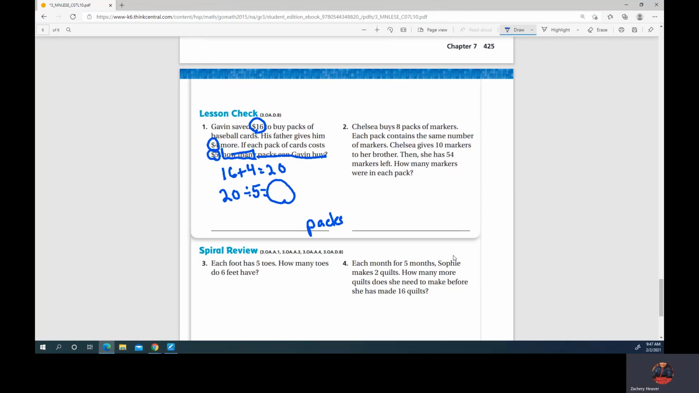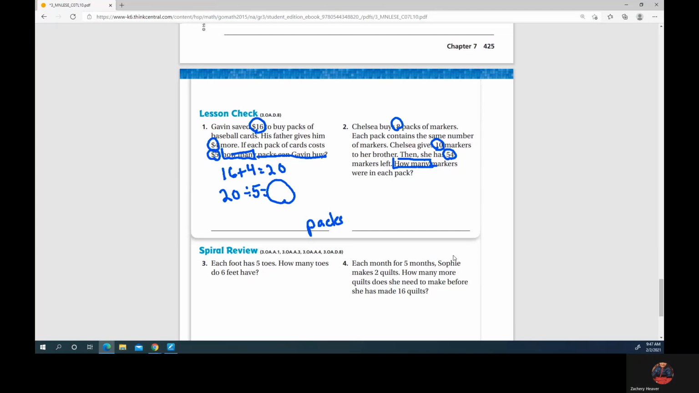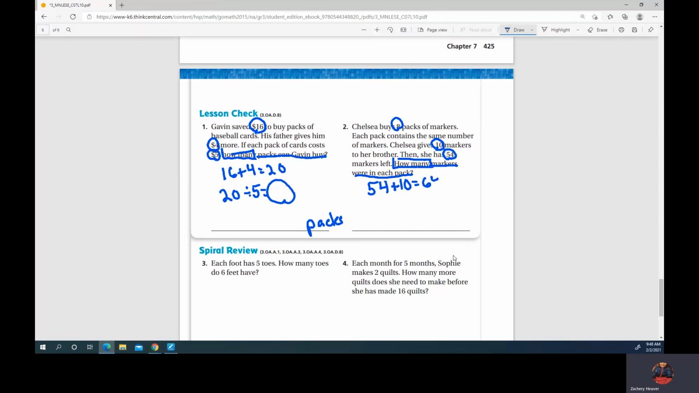Number 2 says Chelsea buys 8 packs of markers. Each pack contains the same number of markers. Chelsea gives 10 markers to her brother. Then she has 54 markers left. How many markers were in each pack? So we got to find out what she had. She has 54 now. But before that, she gave 10 to her brother, so we got to get those back. So 54 plus 10 is going to equal 64.